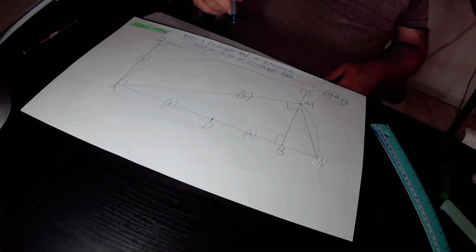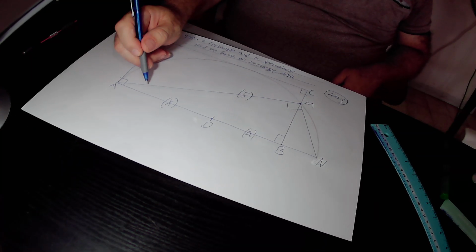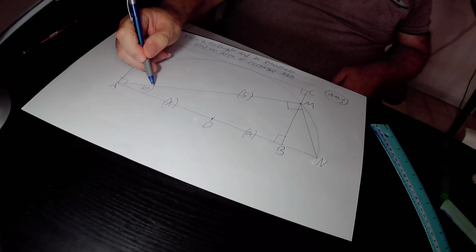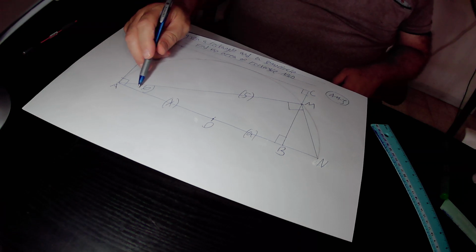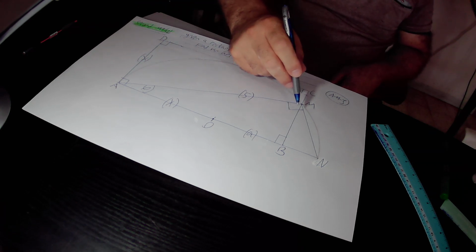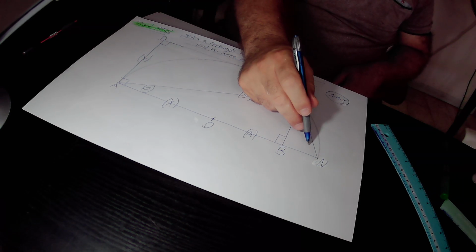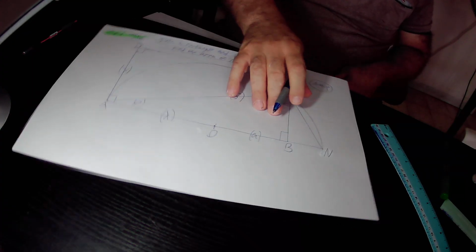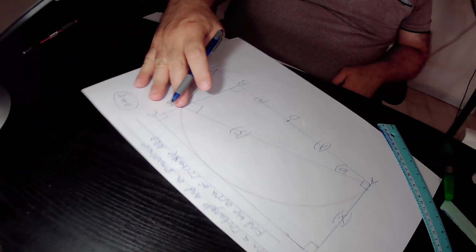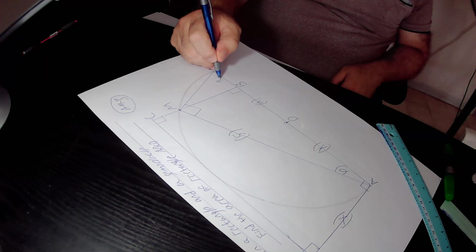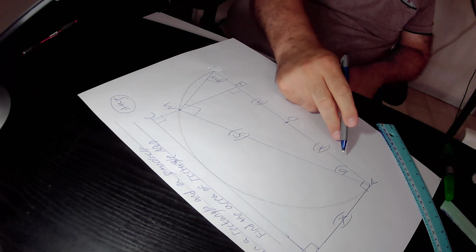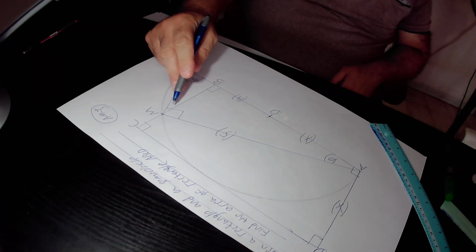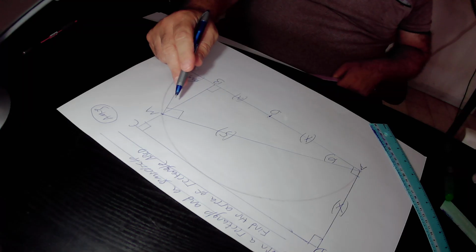In the next step, we define this angle as angle alpha, and we focus on the right triangle AMN. In the right triangle AMN, this angle equals alpha, this angle equals 90 degrees, and therefore this third missing angle must be equal to 90 degrees minus alpha. Why? Because 90 degrees minus alpha plus alpha is 90 degrees, and 90 degrees plus 90 degrees is equal to 180 degrees. That is the sum of the angles in a triangle.